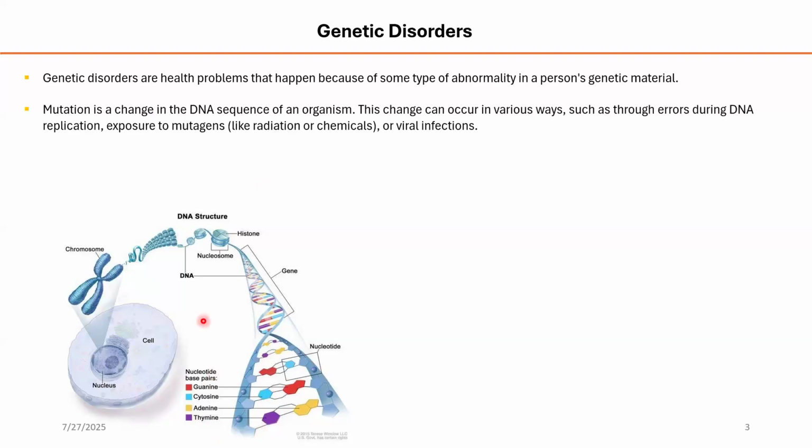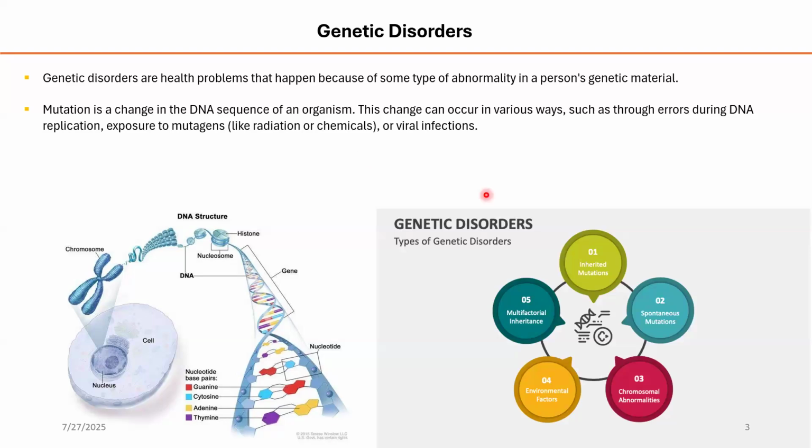So mutation is a change in the DNA sequence of an organism. This change can occur in various ways, such as errors during DNA replication, or exposure to certain mutagens like radiation or some chemicals, or also due to infectious viral agents.